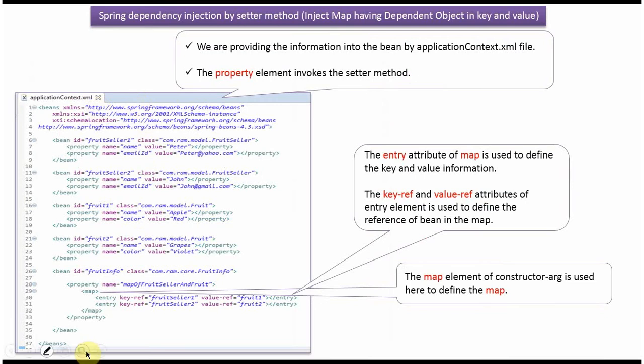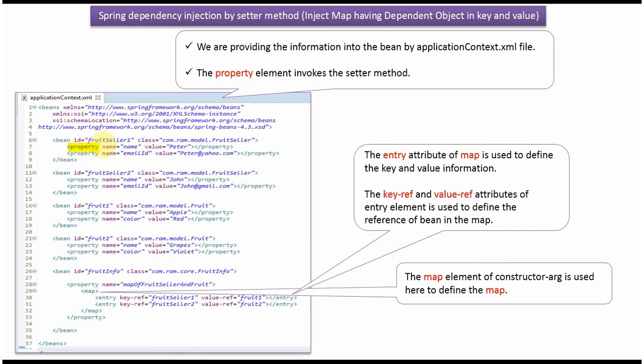This is the Spring configuration file. Here we have mentioned that the fruitSeller1 object, fruitSeller2 object, fruit1 object, fruit2 object, and fruitInfo object should be created by the Spring container using Spring dependency injection by setter method. The property element invokes the setter method.